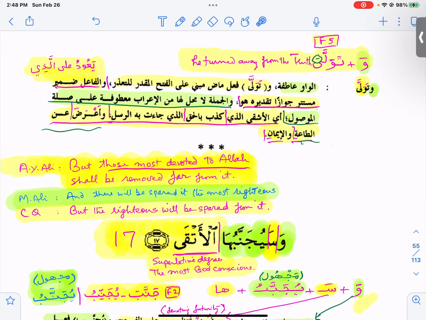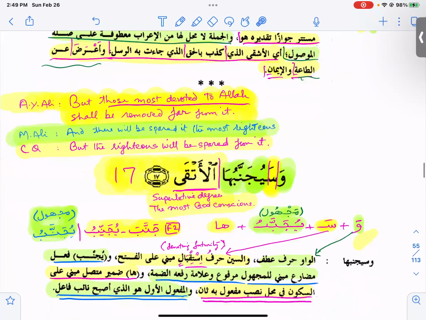Sa yujannabuhal atqa. But the most devoted to Allah shall be removed from it, removed far from it. Morally, they'll be spared it, the most righteous, Atqa. But the righteous will be spared from it, the fire, inshallah.